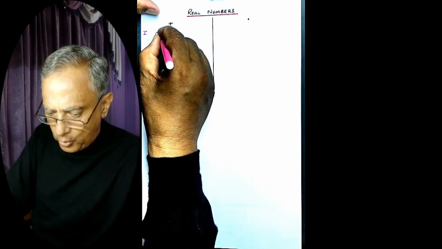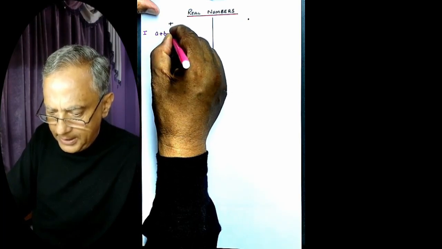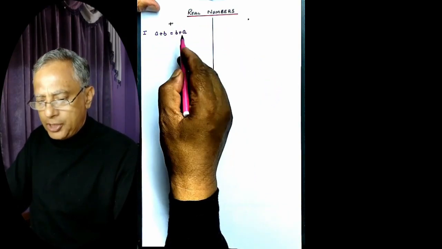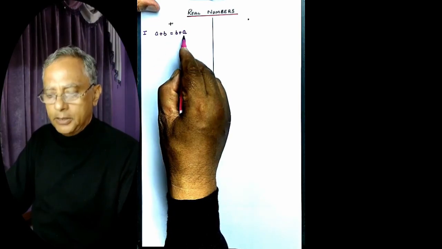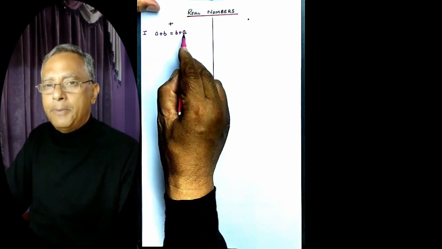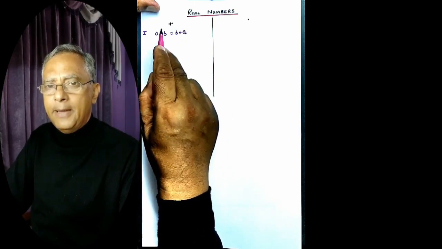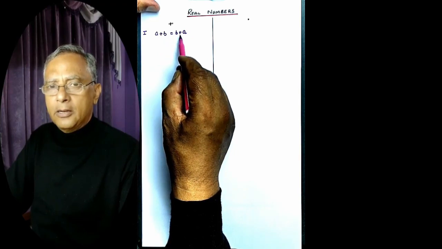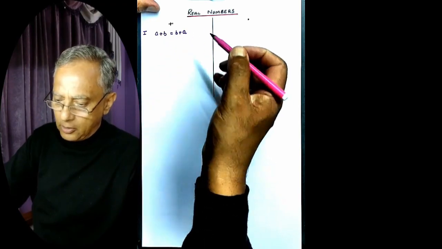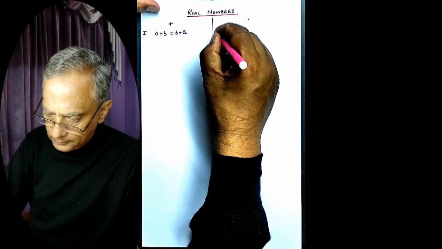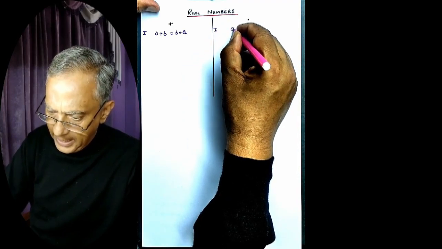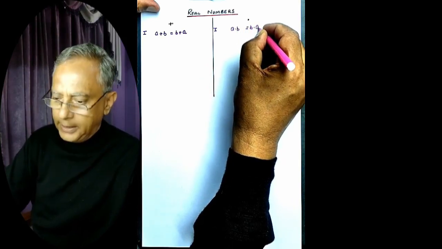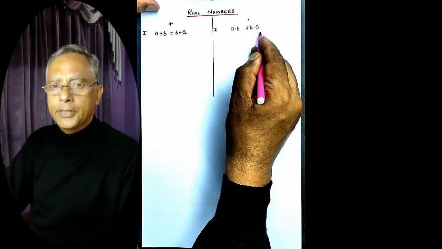If A and B are two real numbers, then A plus B is equal to B plus A. That is, their order can be changed. A plus B is same as B plus A. 2 plus 3 is same as 3 plus 2. This is the first property, commutativity. And commutativity in multiplication will be A into B is equal to B into A. That is, their order can be interchanged.